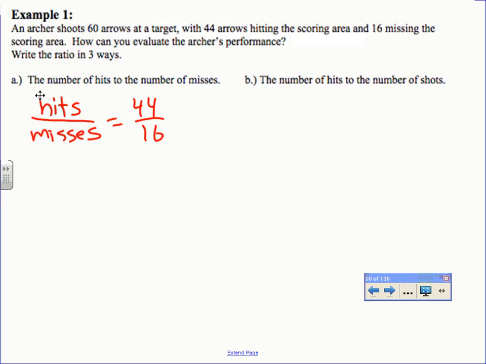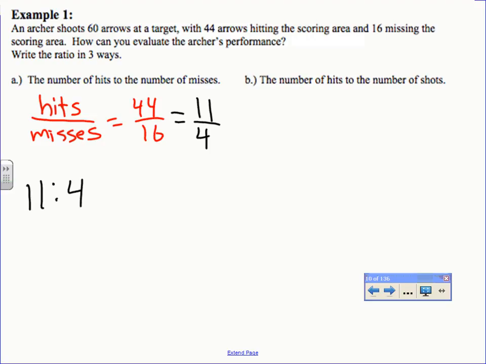What's one other way to compare hits to misses? Abigail? Good job. Have the colon, and what's the other way? Right? Good. 11 to 4. So 11 hits to 4 misses.